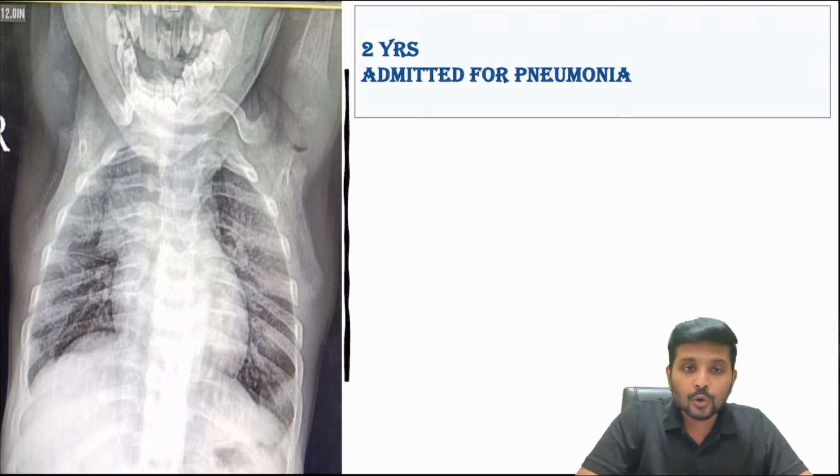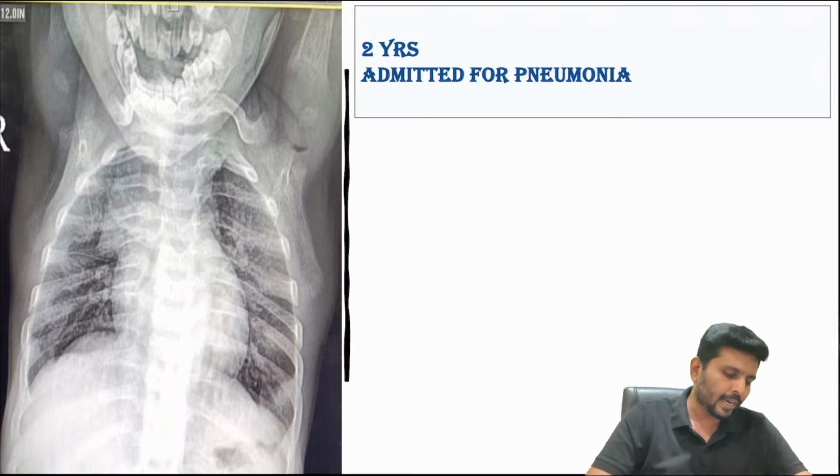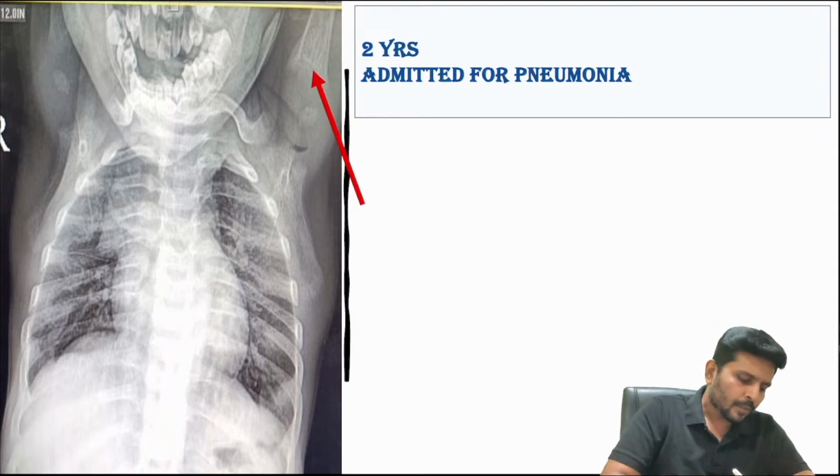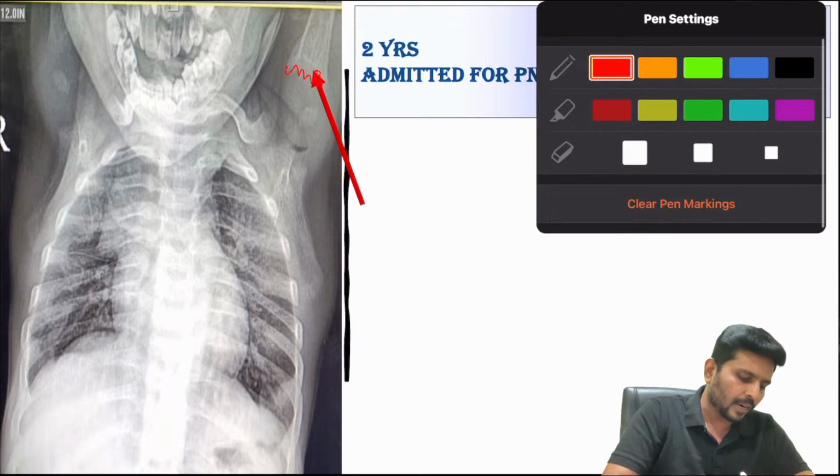Not only do you need to look for the widening of the anterior border of the ribs, you can also look into the humerus. Look at this. The humerus has got cupping and fraying. The humerus has got cupping.